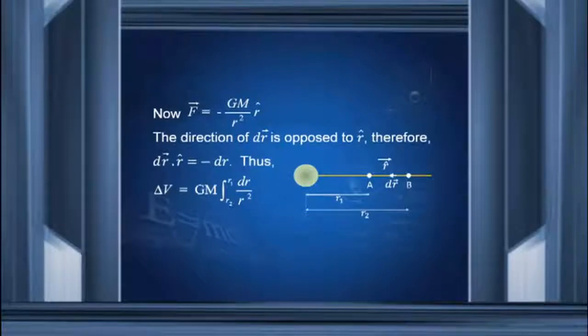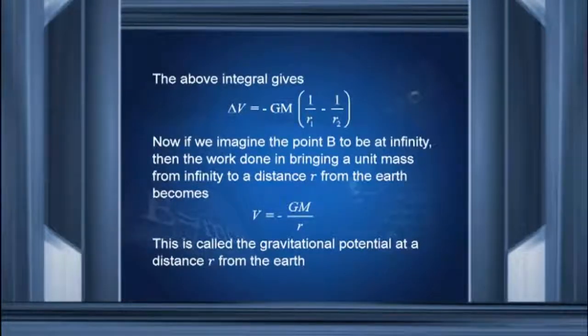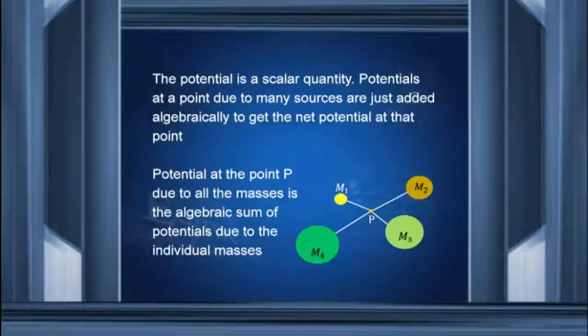And if we bring the unit mass from infinity to a point at a distance r from the earth, then the work done is V equal to minus GM by r. You can see if you take r2 to infinity, then this becomes minus GM by r. This is called the gravitational potential at a distance r from the earth, and this is a scalar quantity, and therefore, this can be added, unlike the gravitational forces which have to be added vectorially.